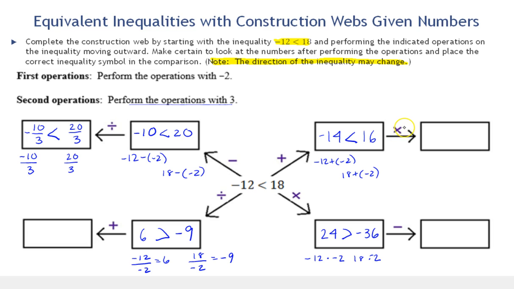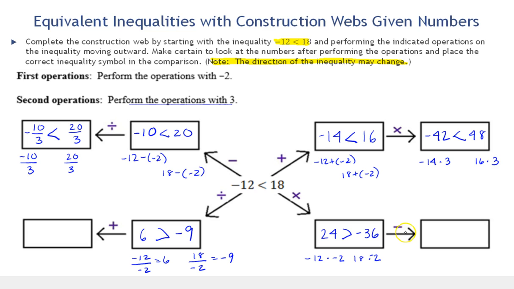Here we want to multiply by 3. So -14 times 3 on the left, and 16 times 3 on the right. Let's see, this is -42 on the left, and 48 on the right. Well, positives are greater than all negatives, so -42 is less than 48. And that's the same as the direction of the previous result's inequality. So now we had division and multiplication, and the direction did not change.